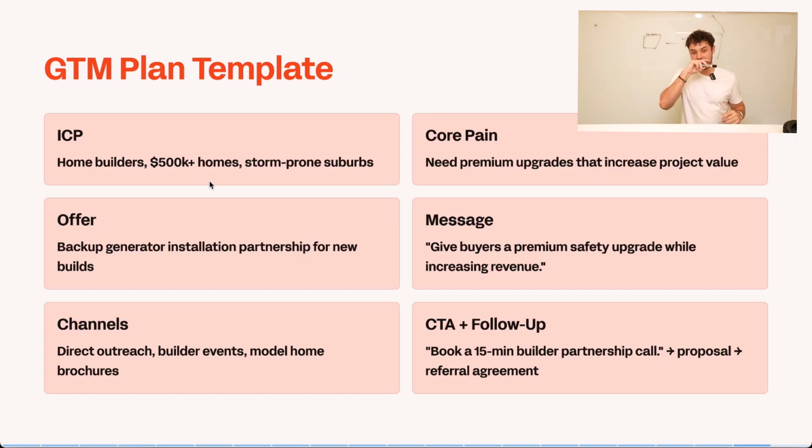It's a win-win. Next is the distribution channels. Since we're making a lot of money per sale, we're going to do direct outreach. We're going to go to physical events where home builders hang out, and then we're going to make brochures for model homes. And then last but not least, what do we need to do if they're interested? They need to book a 15-minute builder partnership call. We'll give them the proposal, and then we'll make a referral agreement. So for every home you actually sell, we'll give you 20% of our service fee.